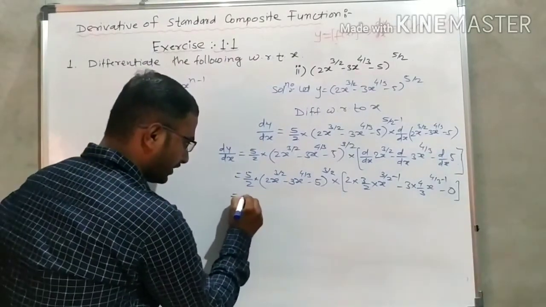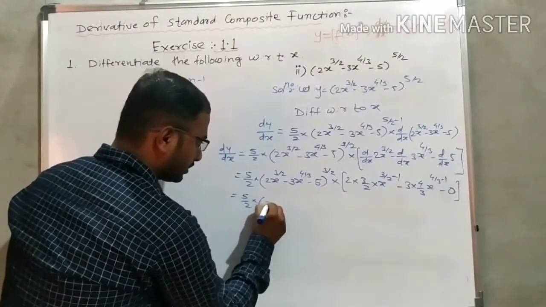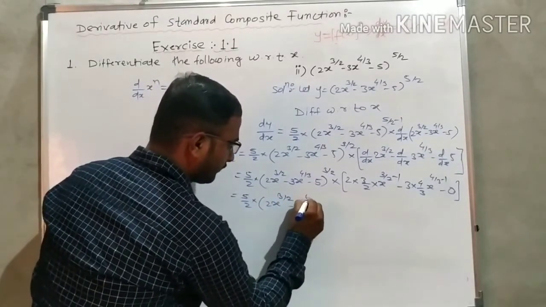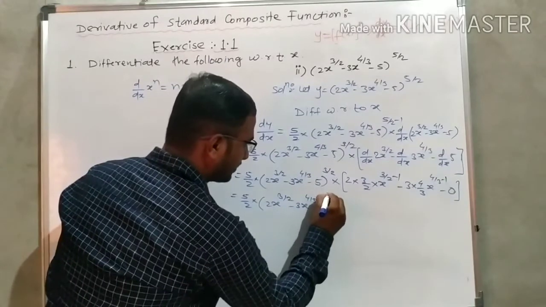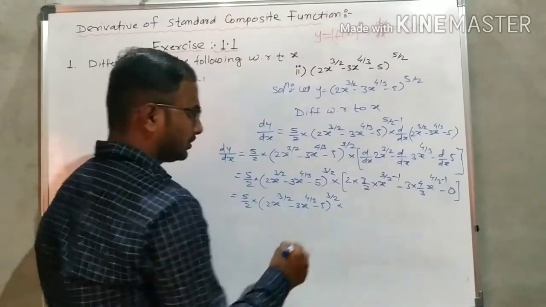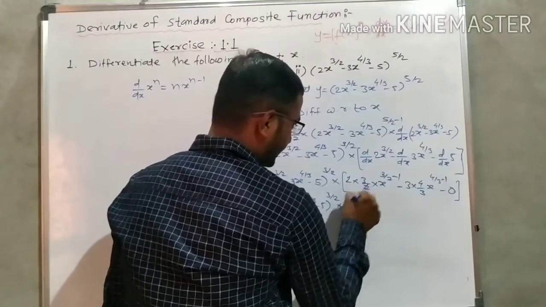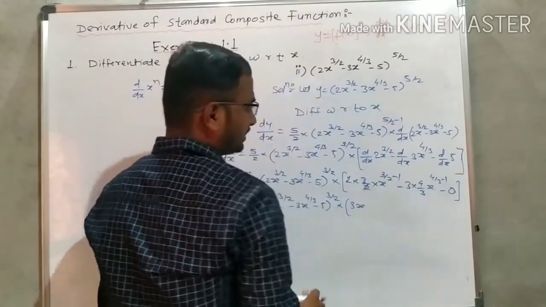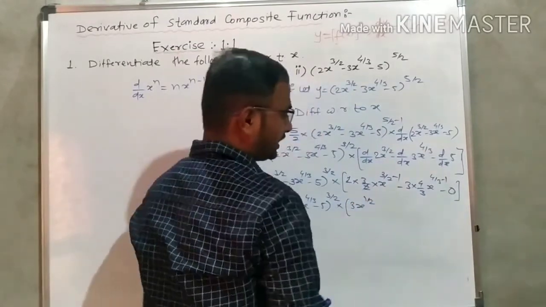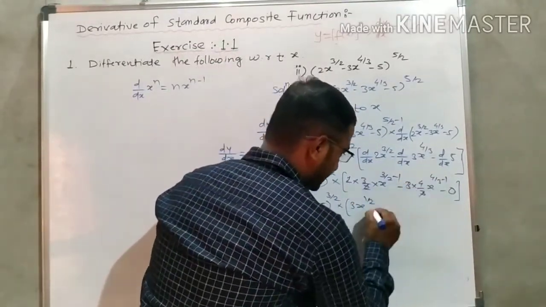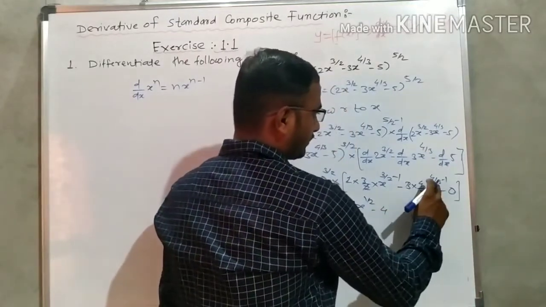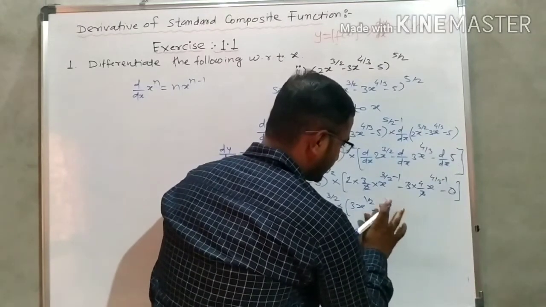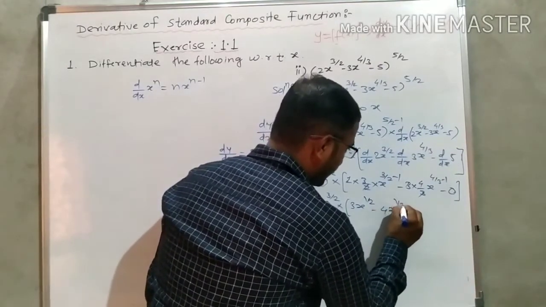So that is 5 by 2 into 2x to the power 3 by 2 minus 3x to the power 4 by 3 minus 5, bracket to the power 3 by 2, into... now solve this bracket. The 2 gets cancelled, so 3x to the power 3 by 2 minus 1, that is 3 by 2 minus 1, so x to the power 1 by 2. The 3 gets cancelled, so minus 4 into x to the power 4 by 3 minus 1, that is 1 by 3, so x to the power 1 by 3.